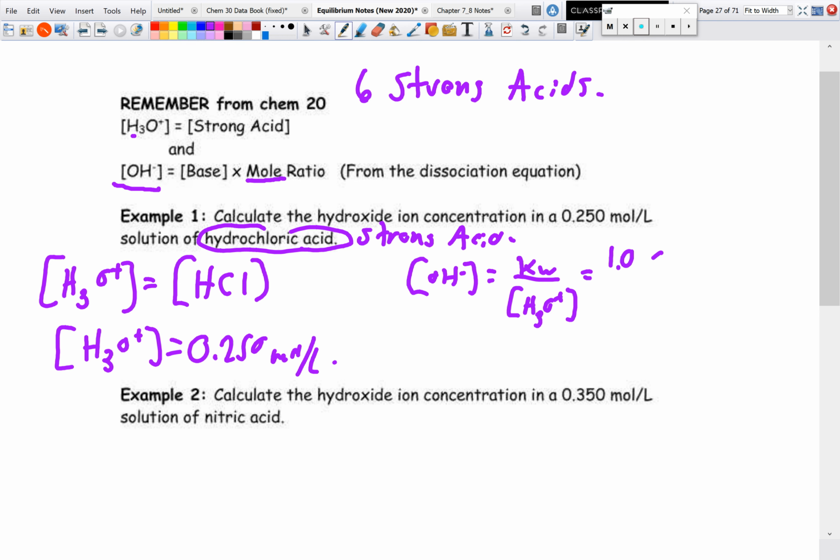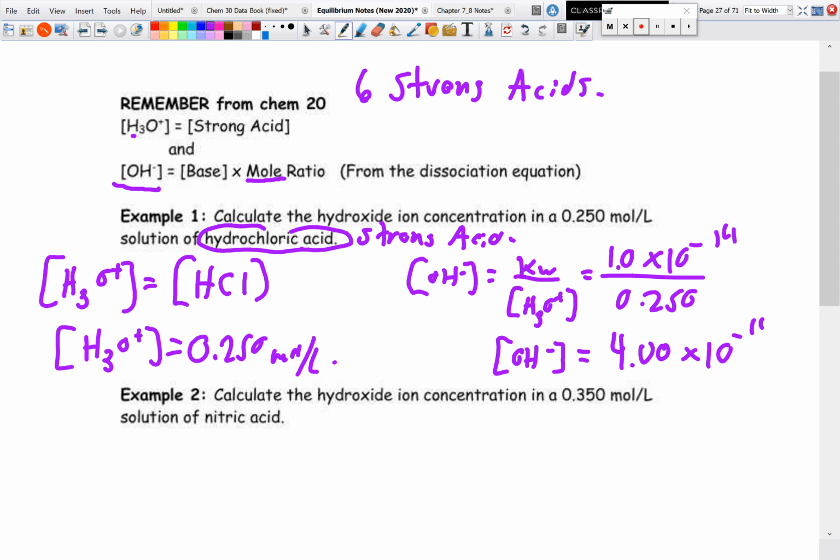We get 1.0 times 10 to the negative 14 all over 0.250, and we get the concentration of hydroxide equal to, you need to do this out, 4.00 times 10 to the negative 14 moles per liter. And that is how you do these right here.